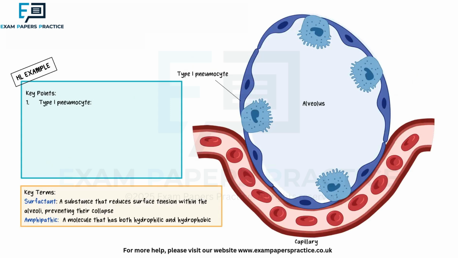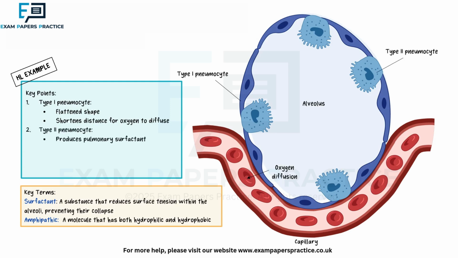Type 1 pneumocytes can be found in the alveoli of the lungs. Oxygen must diffuse across these cells to enter the capillary for absorption into the red blood cell. The type 1 pneumocyte has a flattened shape, making it very thin. This shortens the distance needed for oxygen to diffuse, which increases the rate of diffusion as they move from the alveolus into the capillary and red blood cell.